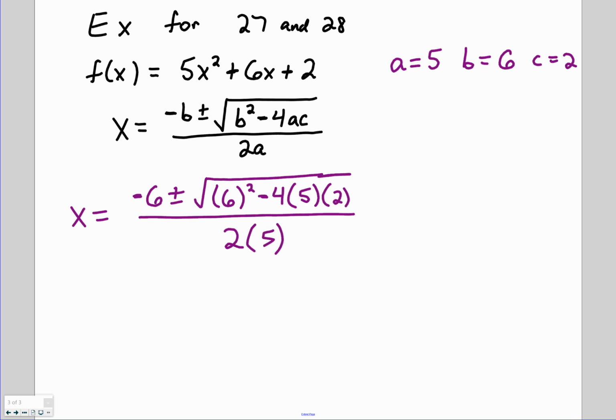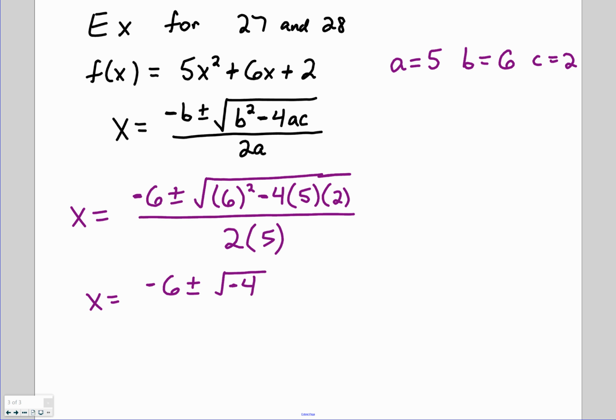Excellent. All right, let's get some simplifying going. I should have told you to write small on this problem. Okay, let's see if we can do this in our head. What's 6 squared? Excellent. What's 4 times 5 times 2? 40. Wait, negative 40. Well, that's fine. I only said 4 times 5 times 2. So it is 40. So what's 36 minus 40? Very good. So I have plus or minus the square root of negative 4.